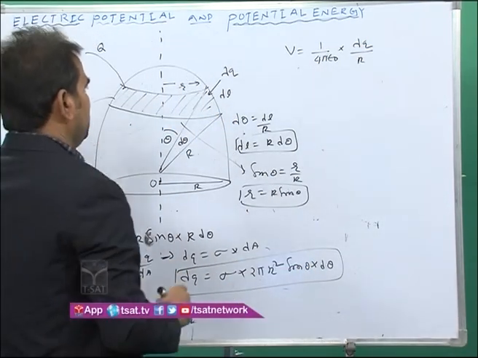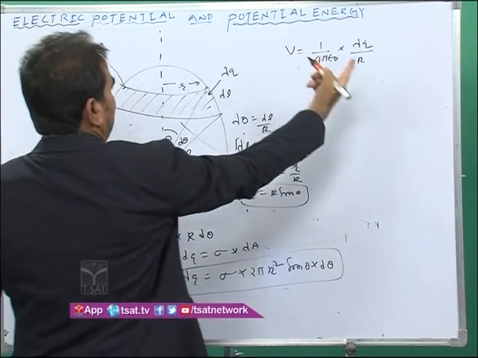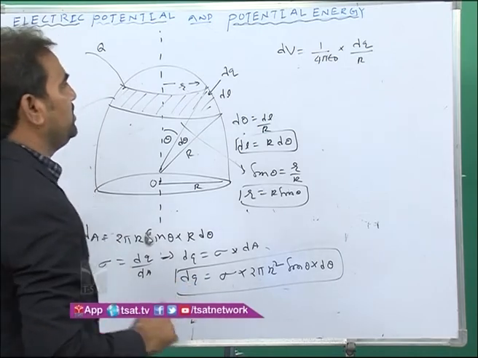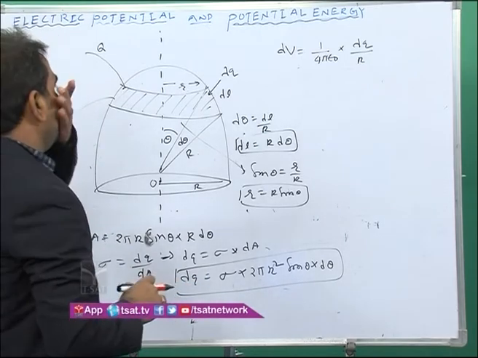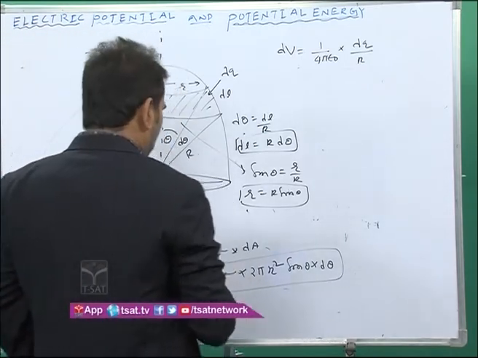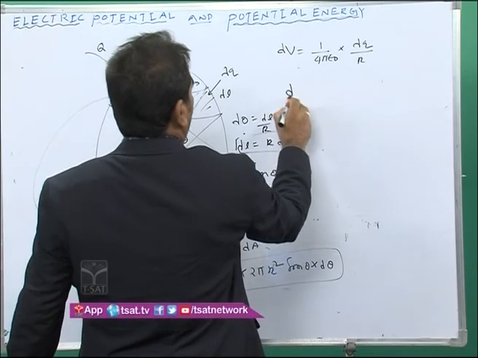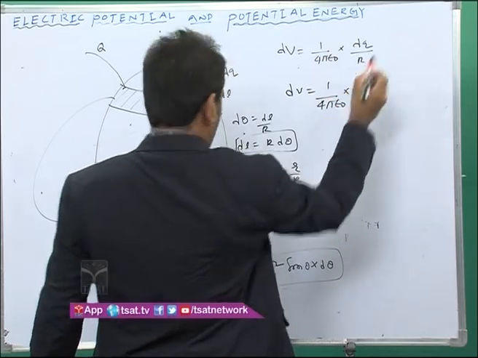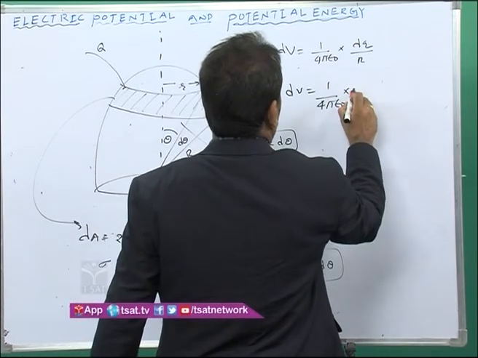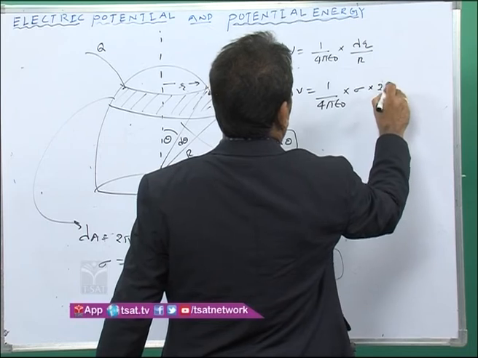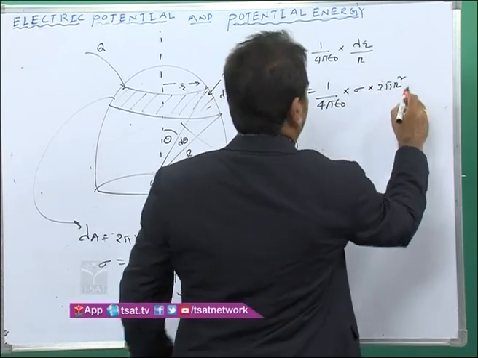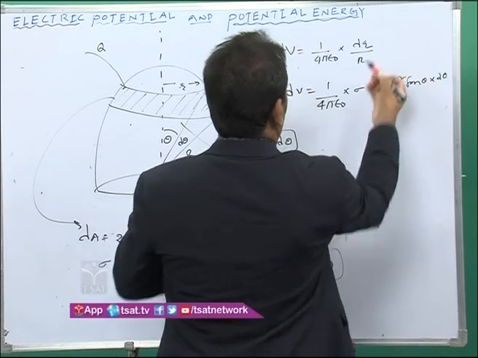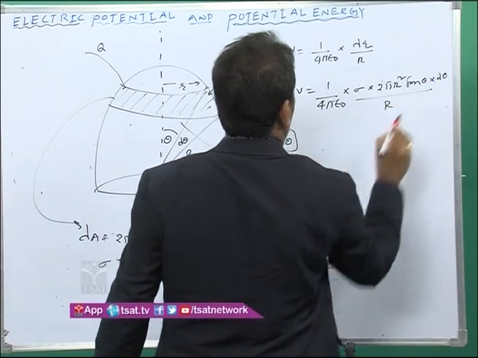Due to q charge, electrical potential is V. This is dq charge. dV is equal to 1 by 4 pi epsilon naught into dq upon r. Therefore, the dq value we already know, this value we put in the above equation. dV is equal to 1 by 4 pi epsilon naught into sigma into 2 pi r square sin theta into d theta, all upon r.